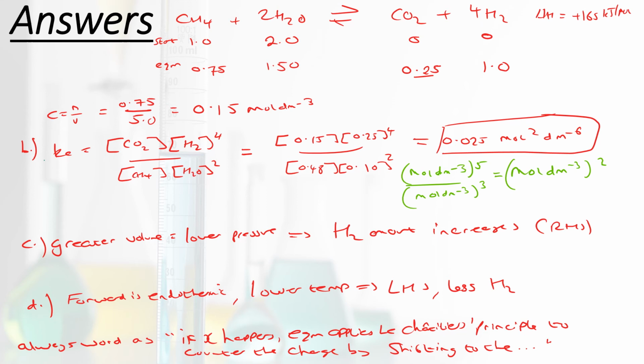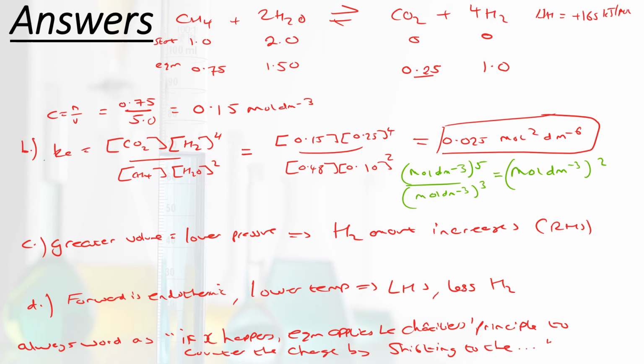So on the top, I have to the power of 1 for the CO2, to the power of 4 for the hydrogen. So that's overall power 5 on the top. 1 plus 4 is 5. So we have mole per decimeter cubed to the power of 5 on top. On the bottom, we have power 1 and power of 2, so overall a power of 3. And so mole per decimeter cubed to the power of 3.